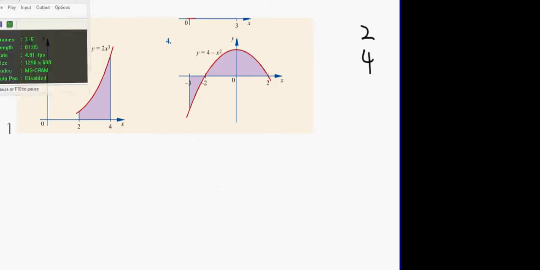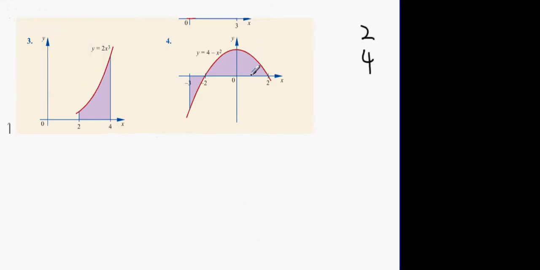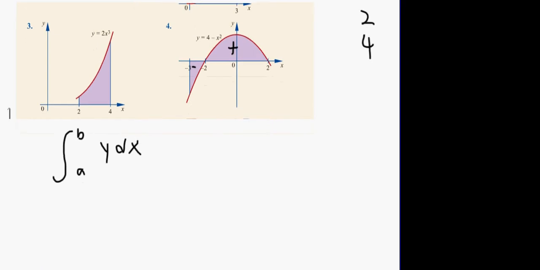Question 2 and question 4. Okay, now question 4 you can see has two distinct parts. A positive part and a negative part. Okay? Once again, it's pinned into the x-axis, so it's going to be the formula from a to b of our function, y dx. Now, I'm going to do two separate questions. I'm going to treat it as two separate questions.